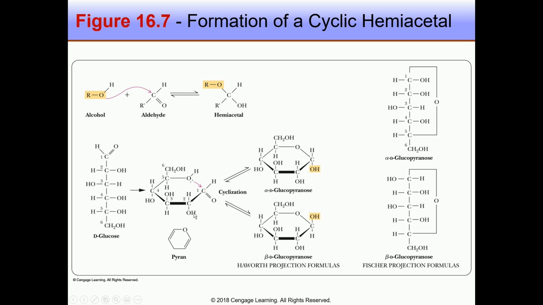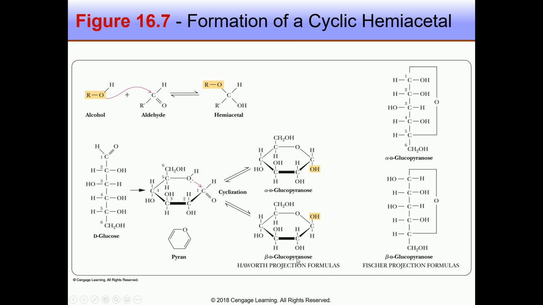a cyclic form of a sugar, and this is called pyranose. So pyranose is a cyclic form of a sugar which has 6 carbons in it. This is the cyclic form of glucose. If the OH group is present at the bottom of the plane of this ring, then this form of glucose is called alpha glucopyranose. But if this OH group is above the plane of this ring, then it is called beta glucopyranose.